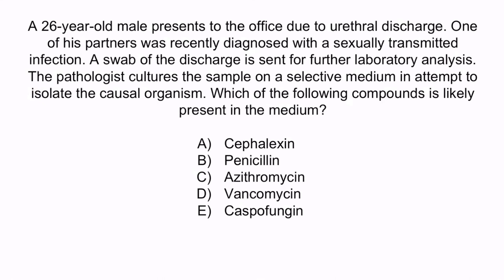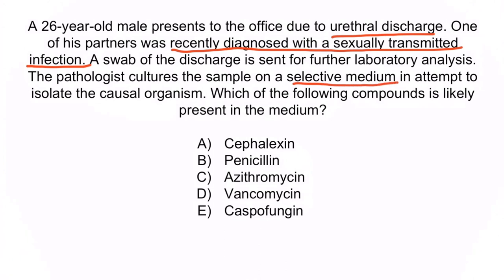A. Cephalexin, B. Penicillin, C. Azithromycin, D. Vancomycin, or E. Caspofungin? Hopefully from the question stem, you notice that this patient has urethral discharge and a partner who was recently diagnosed with a sexually transmitted infection. This is a pretty classic description of Neisseria gonorrhoeae.